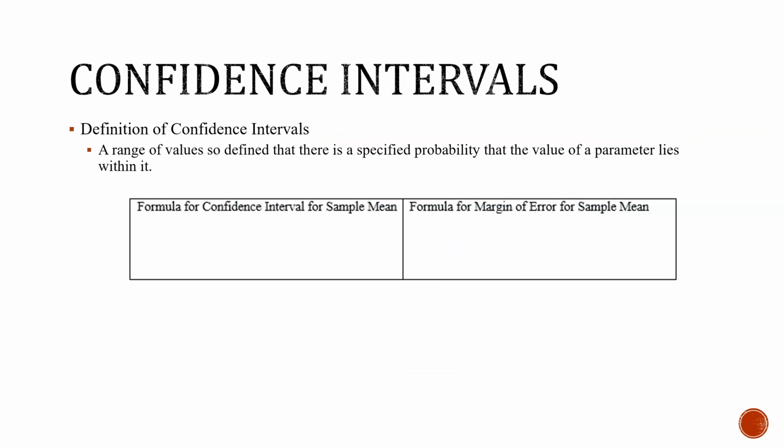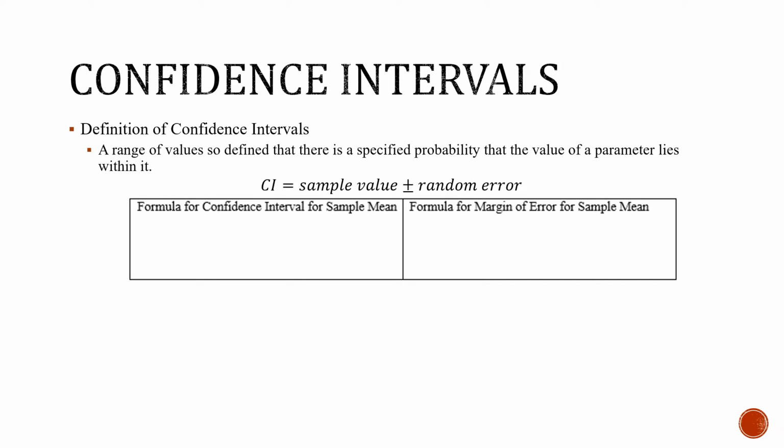The second part of our lesson is on confidence intervals. A confidence interval is a range of values so defined that there is a specified probability that the value of a parameter lies within it. In other words, it's just a range of plausible values for our unknown parameter. A confidence interval is equal to the sample value plus or minus some random error.